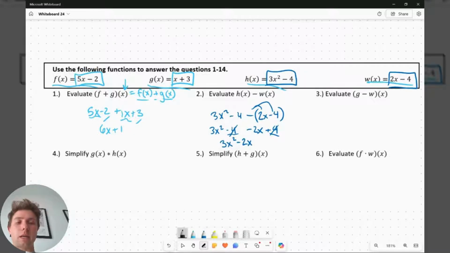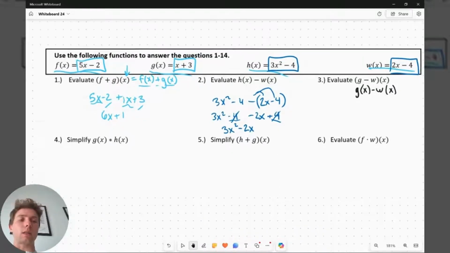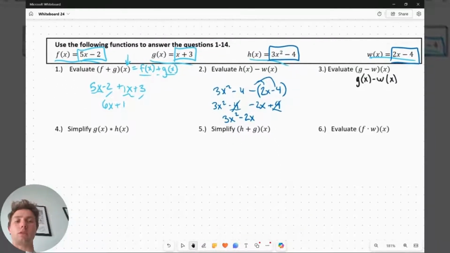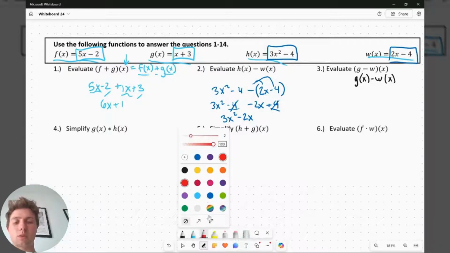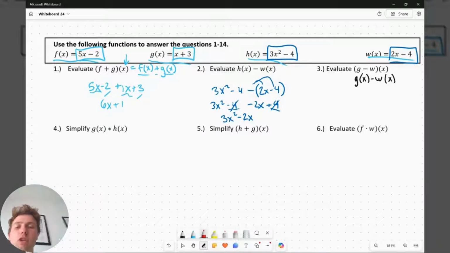Number 3, same idea for that one. It is subtraction. You could go through that problem. Again, I do recommend rewriting it. When the x is purely at the end, I would rewrite it so that the x is on both. I'll let you do that problem. Number 4, though, let's look at that one. Now we're being asked to multiply instead. I have g of x times h of x.